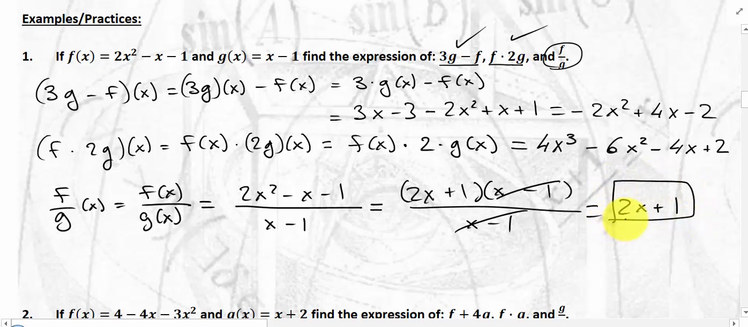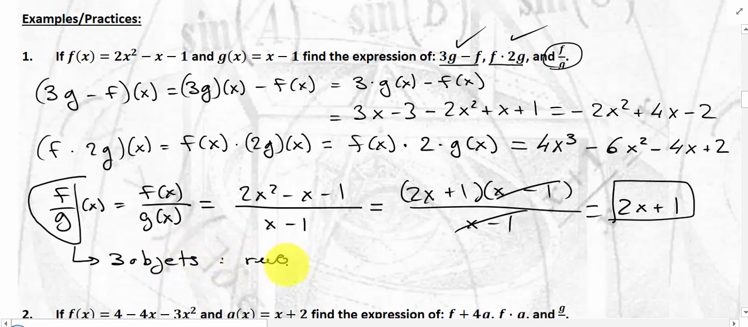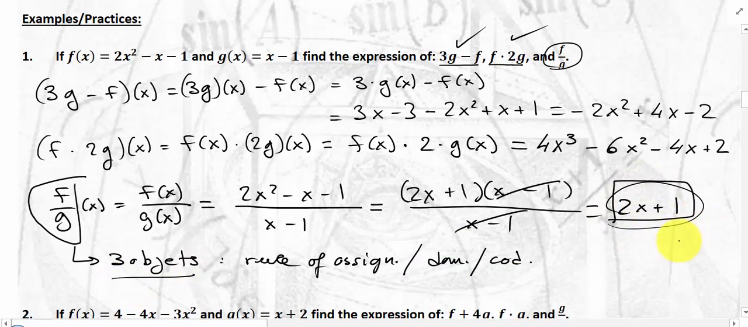This is a rule of assignment of f over g. But we have to be careful. F over g is not just 2x plus 1, right? Because remember, a function is 3 objects. Do not forget this ever, okay? You got a rule of assignment, you also have its domain and its codomain, right? So you're gonna have to be careful here. 3 objects. Here we have the rule of assignment. As for the domain and codomain, well, this is a very good segue to the next problem, which is finding the domain of these combinations of functions.